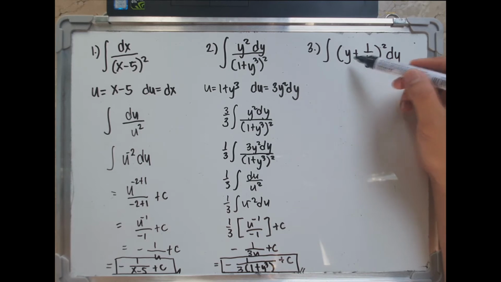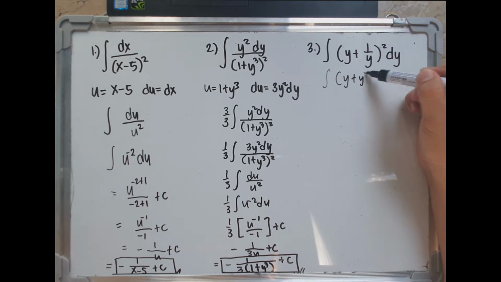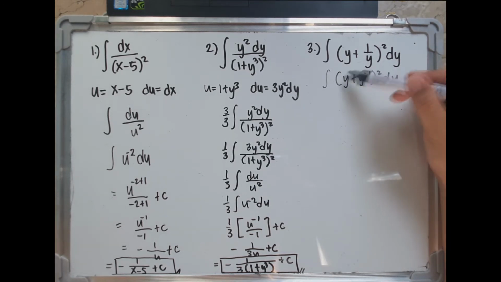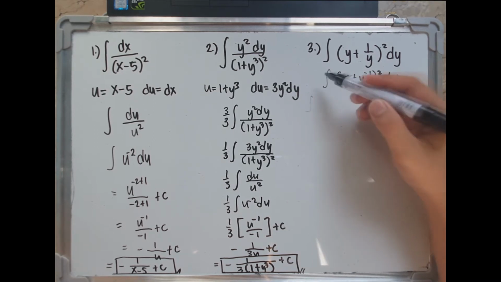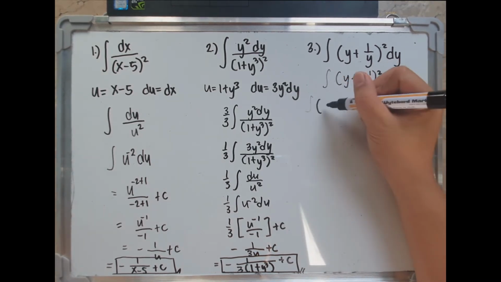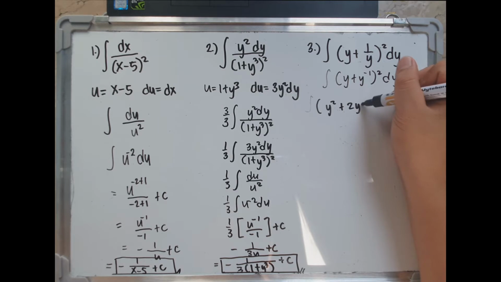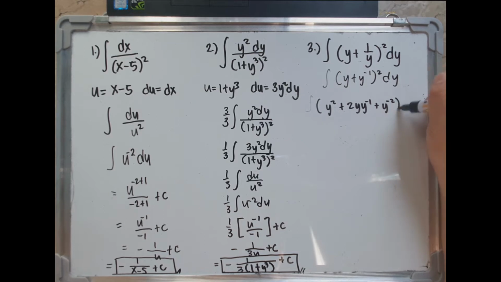We could rewrite this one as the integral of y plus y raised to the power of negative 1, squared, dy. Now if we chose this one as the u, deriving this one, this will not be the result. So what shall we do? We will be expanding this one since we have quantity raised to the power of 2. So expanding this one, we have y squared plus 2y times y raised to the power of negative 1 plus y raised to the power of negative 2 dy.